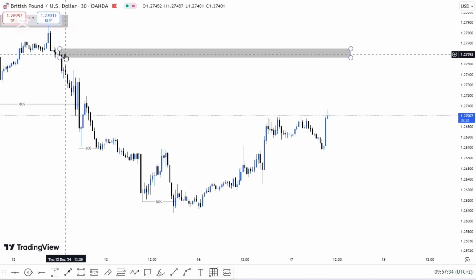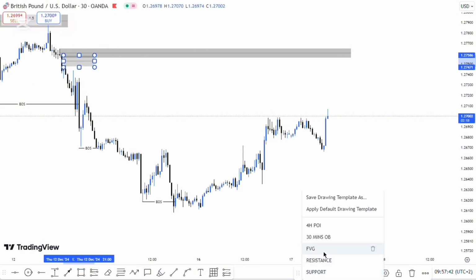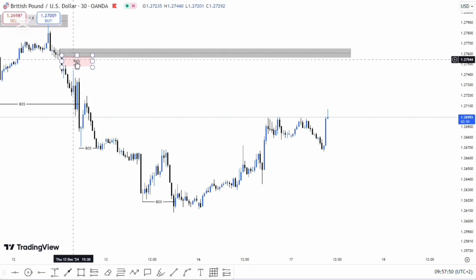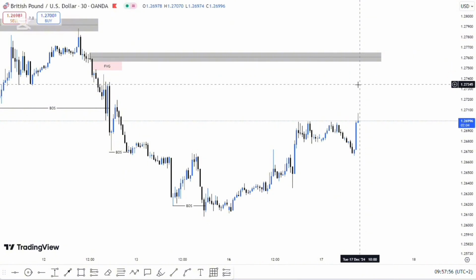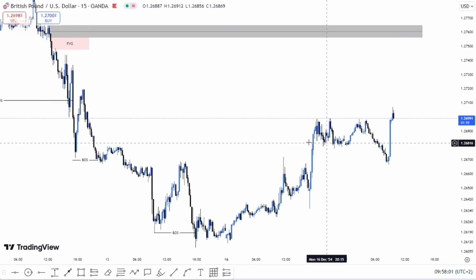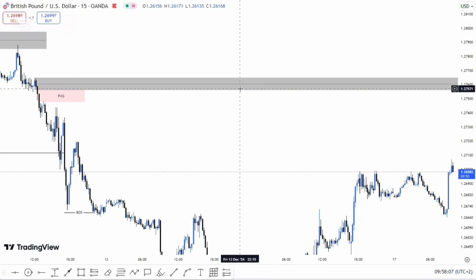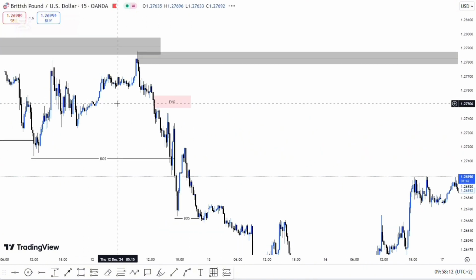As you can see, we also have an imbalance, which is the fair value gap right here. This is the imbalance which price would sweep to tap into my origin. So now let's move down to our entry time frame, which is 15 minutes, to get a clear entry. Okay, as you can see from the 15-minute time frame, this is our origin.